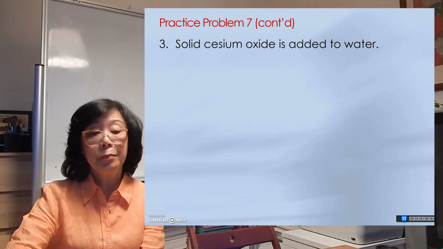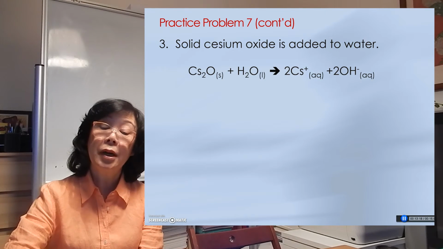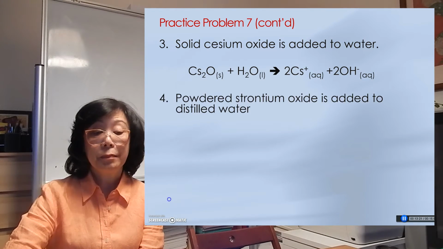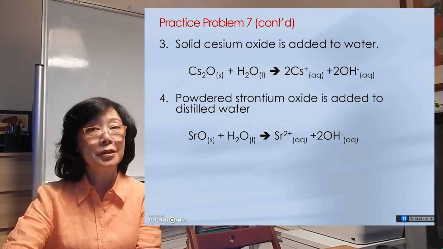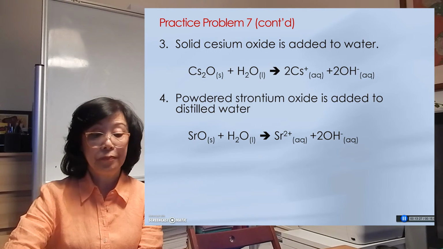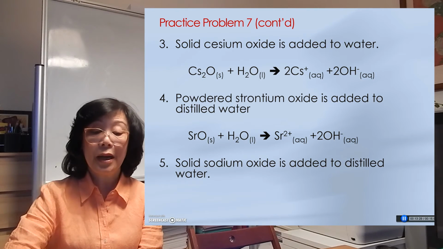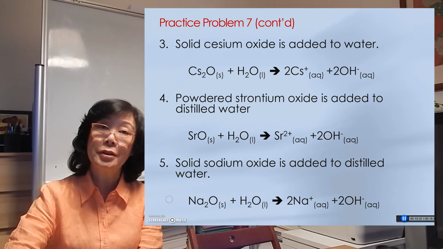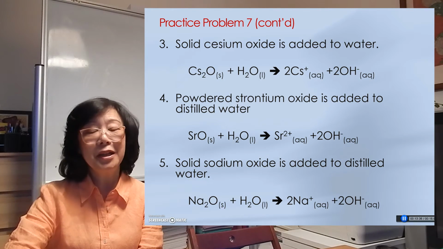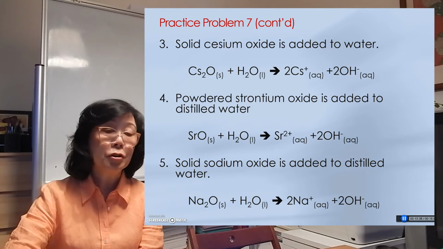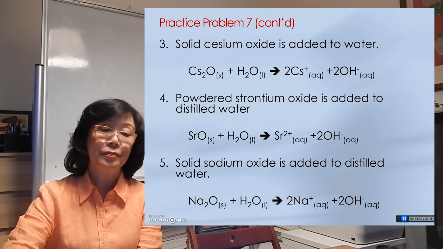Solid cesium oxide put into water, forming cesium hydroxide. Powder strontium oxide added to distilled water, forming strontium hydroxide, completely ionized. And solid sodium oxide added to water, forming sodium hydroxide, a strong electrolyte, completely ionized. So these are just many examples that I have run through to reinforce our understanding.